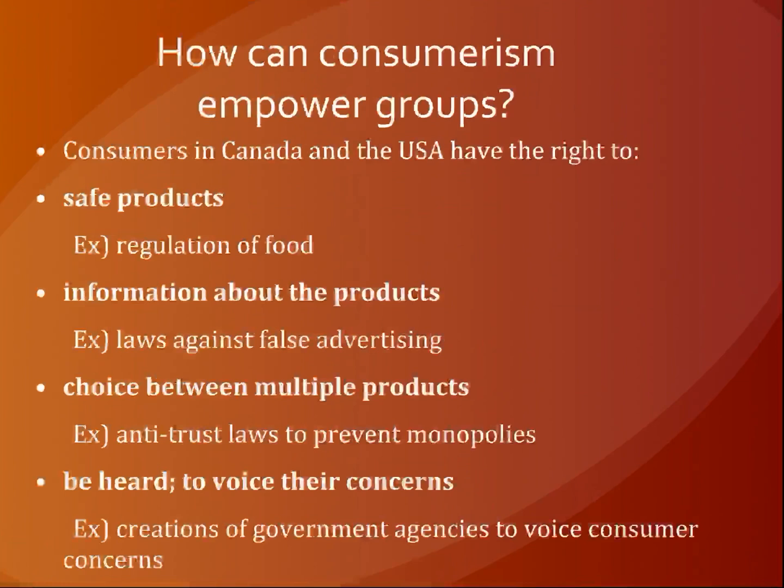Moving on from that, since we're talking about consumerism, how can consumerism empower certain groups, right? How can the idea of buying stuff give people power? So in Canada and the US, consumers have the right to safe products. So that means there has to be regulation of food. There has to be regulation of products, right? You can't just make something and put it on the shelf. It has to go through a process to make sure it's safe for people. There has to be information about products.